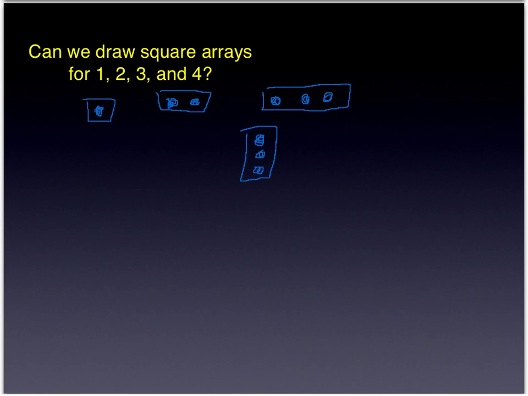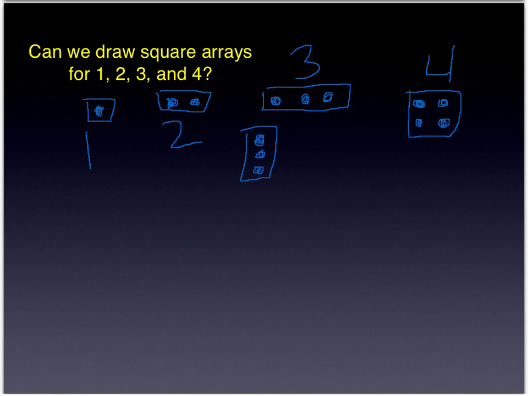Okay. What about 4? Well, you can do 1 row of 4, so it's a long rectangle, or you can do 4 rows and 1 column of 4 going up and down. But I can also do this. I can do 1, 2, 1, 2. So yes, I get a square array for the number 4. So that's 4, this is 3, this is 2, and this is 1. So I get a square array for the number 1, and I get a square array for the number 4.